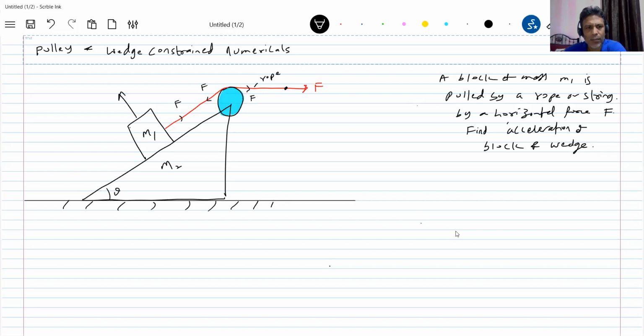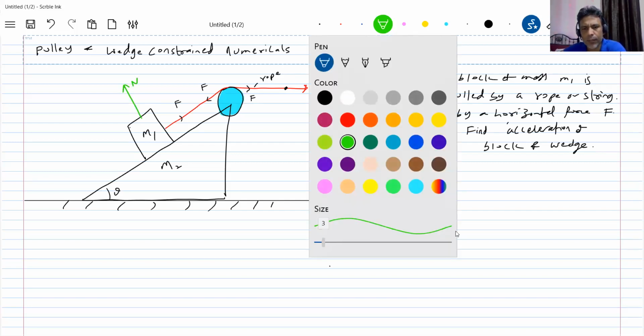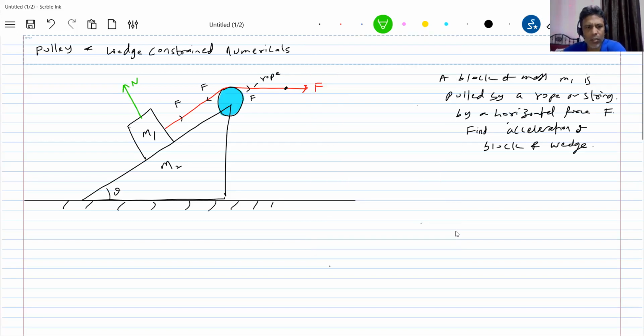Normal contact. This is the normal contact. Then weight, component of weight, m1g sine theta, m1g cos theta, the weight of the wedge, m2g, this N2, and this N1, I'll show it here. On the wedge, the N1 should be here. Is that okay now? Finally, this much is there.